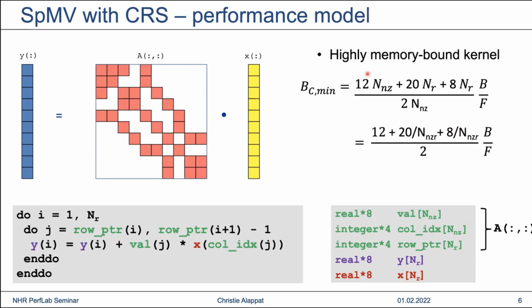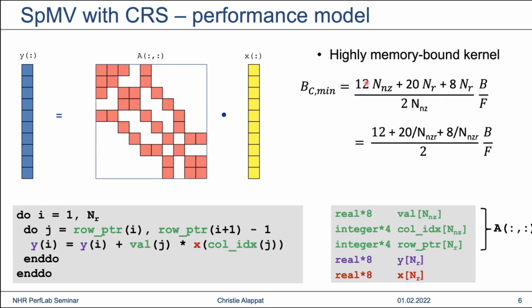And code balance is nothing but this minimum data traffic divided by total flops. So that's the minimum code balance. Then in the numerator, we have the data traffic, and the minimum data traffic is when we touch all these elements once. And here we see there is a component called 12 times NNZ. NNZ is the number of non-zeros.